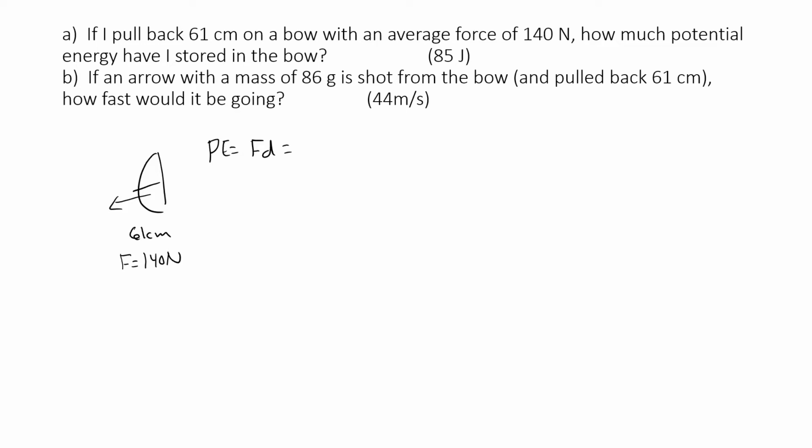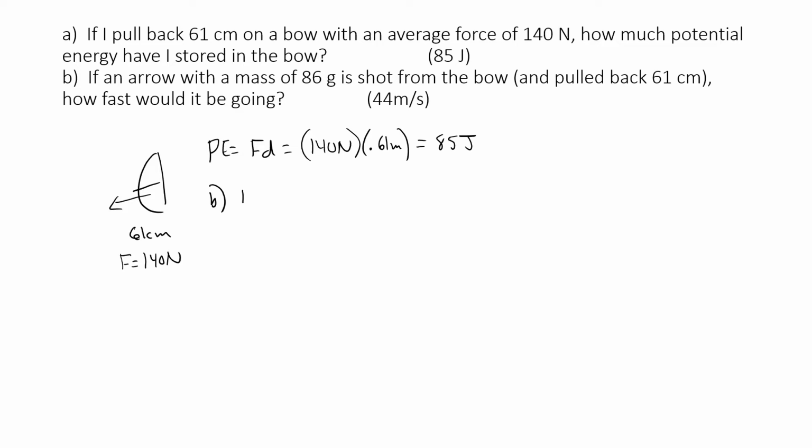So we have 140 newtons, but we have that times the distance of 0.61 meters, making sure we do our unit conversions correctly. If you don't do that, you'll end up with a different number that is not correct. Distances need to be in meters. So we have 85 joules worth of stored potential energy in our bow. Now in part B, it asks, we have an arrow with a mass of 86 grams shot from the bow, pulled back the same distance. How fast would it be going?